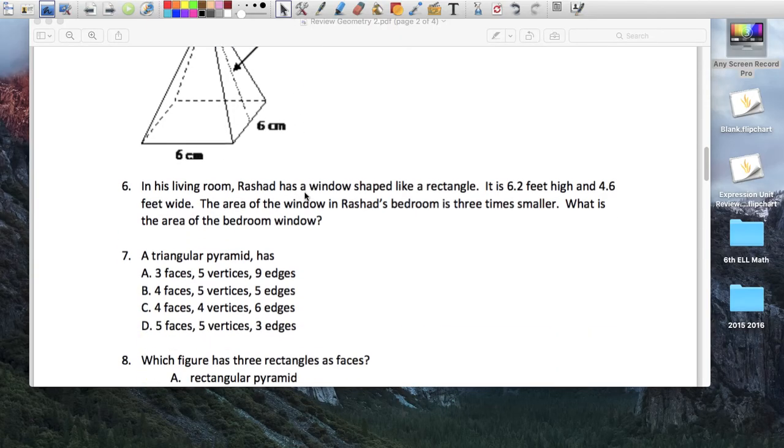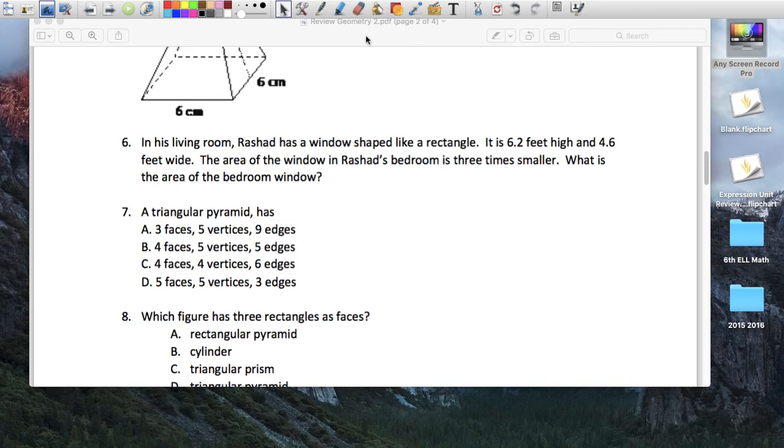Okay, so there is a window in the living room, and it is 6.2 feet high and the width is 4.6. There's another window in the bedroom that is a little bit smaller, 3 times smaller as a matter of fact. We want to find the area of the bedroom window, but we don't have any of the dimensions, but we do know that its area is 3 times smaller than the window in the living room.